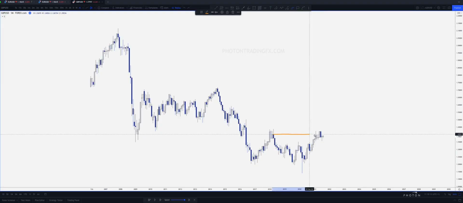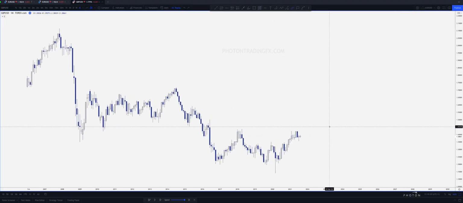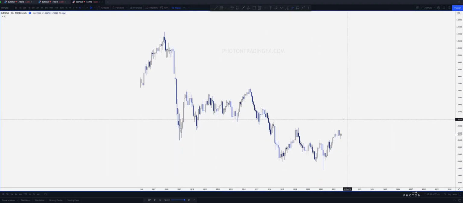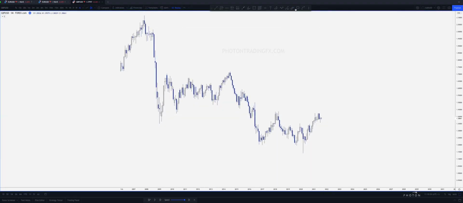And now at the moment, we are struggling to break this more extreme monthly reaction zone, supply zone there. So at the moment, long term, I would still say the overall trend is still very much bearish on that more monthly to quarterly time frame.